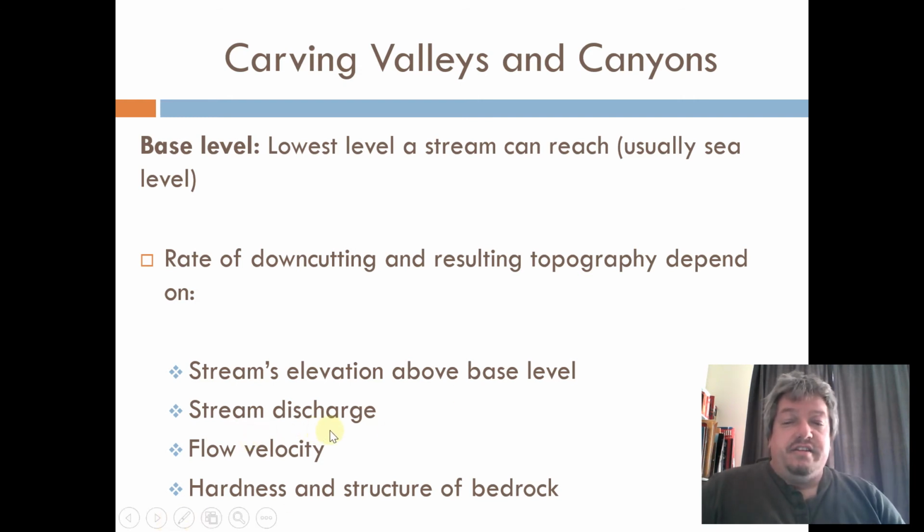The other thing, the stream discharge. How much water is in the stream? How big is it? How much water does it have? Also, how fast does it flow? And then the last thing is the land that it flows over. What is the rock like? Some rock is harder than others. What if there's more dirt on top of the rock? All those things affect how valleys and canyons are carved. So let me show you some examples.